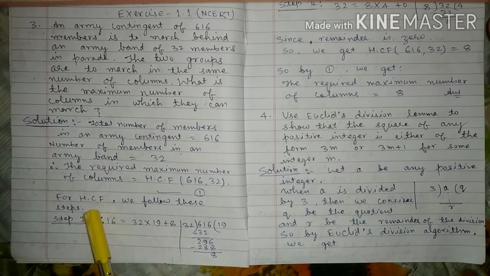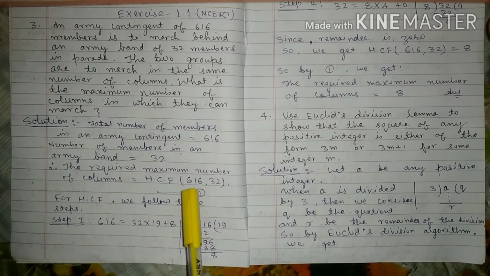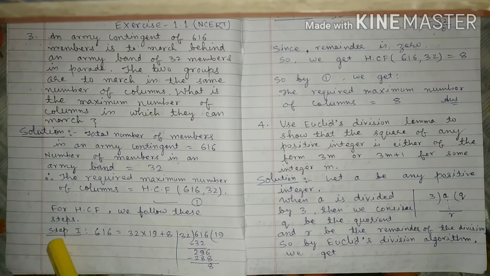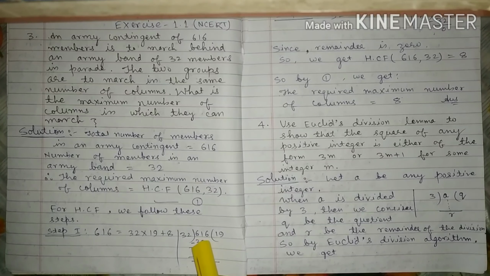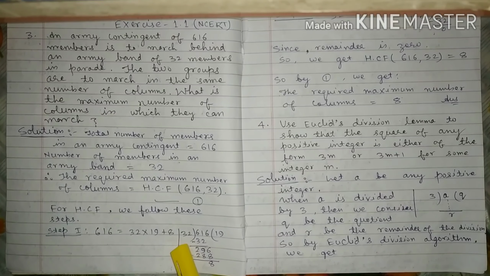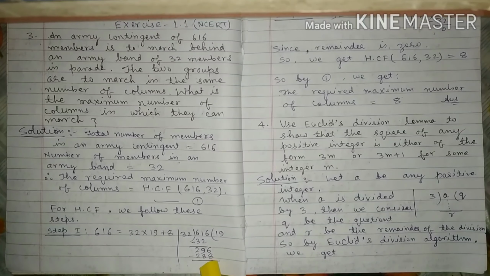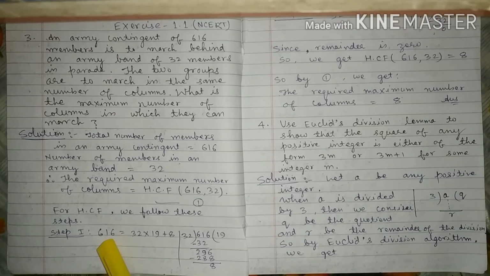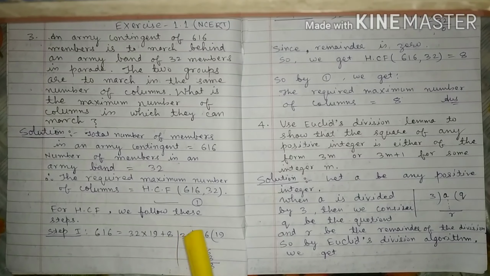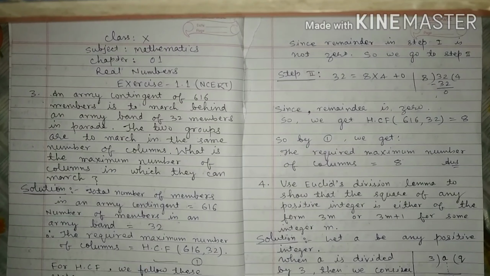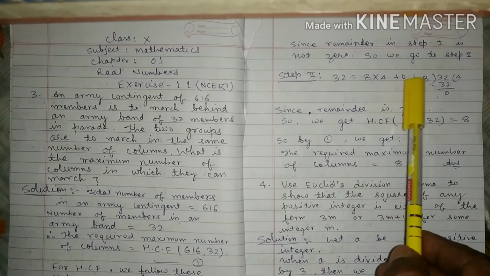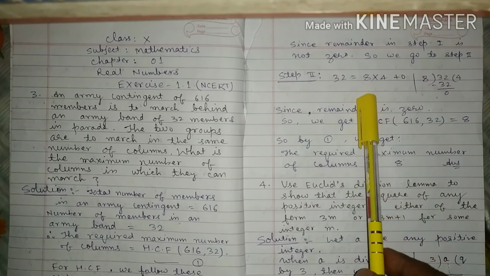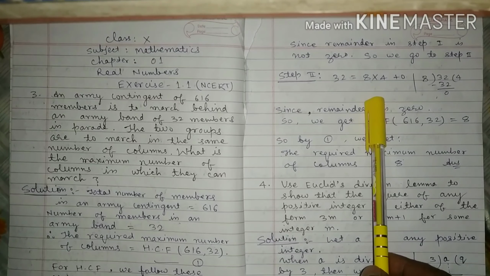For HCF, we follow the steps. In step 1, 616 divided by 32, we get quotient 19, remainder 8. By Euclid division lemma, dividend is equal to divisor into quotient plus remainder. So 616 can be written as 32 into 19 plus 8. Since remainder in step 1 is not 0, we go to step 2.